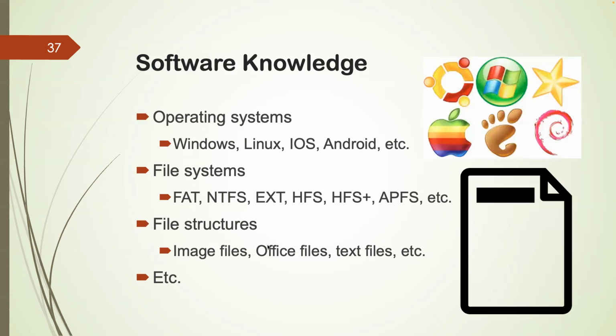The next thing is the file system. File system, similar to the operating system, is another software component. All these different operating systems have their own file systems as well. For example, Windows mainly uses NTFS or FAT. In Linux and iOS, we have HFS, HFS Plus, and APFS for iOS. All these different file systems store, save, retrieve, and delete files differently.